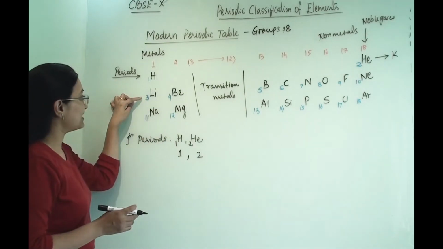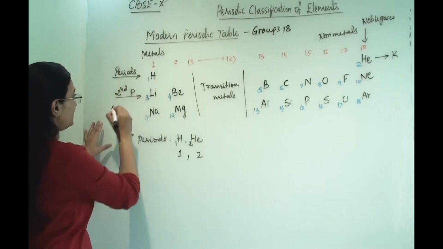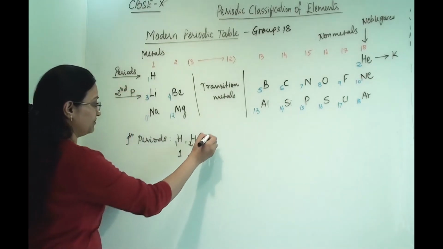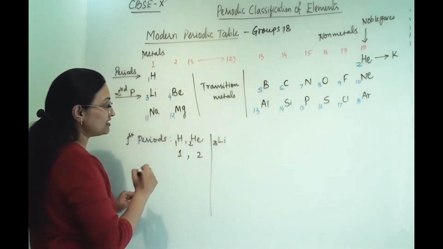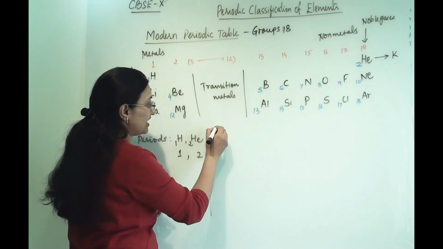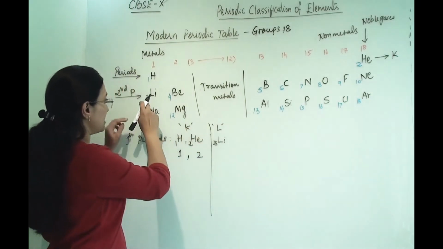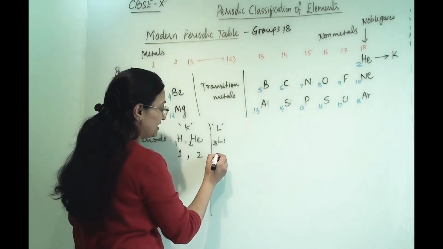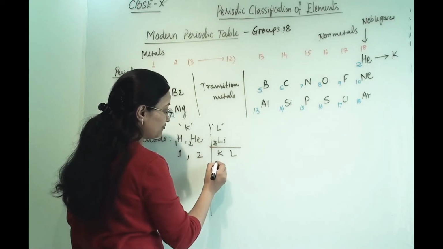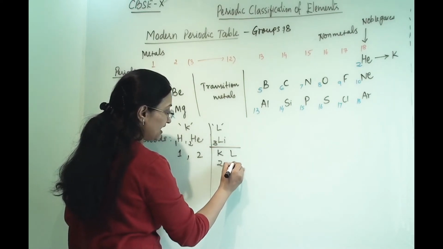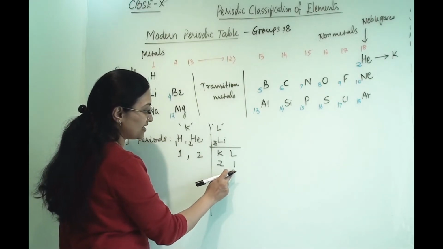Let us see that in the next period. So this is the second period. Here it is lithium, the third element, and from here the L shell will start. Here the K shell is there, and here the L shell will start. The K shell is completely filled. If we write the electronic configuration, it is 2 and 1, because 3 electrons are there. That is how we write it.